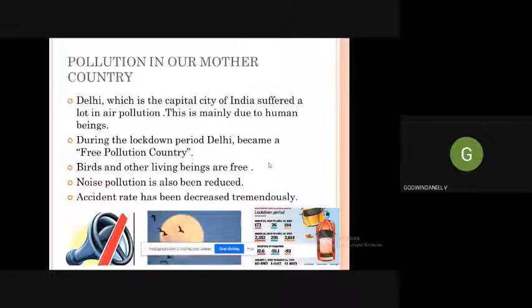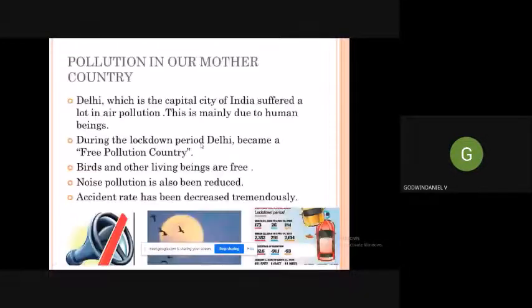Delhi has become a pollution-free city. I think you are all aware of the news. The accident rates have also been reduced, and the noise pollution has also decreased. So it is very good freedom for the birds.